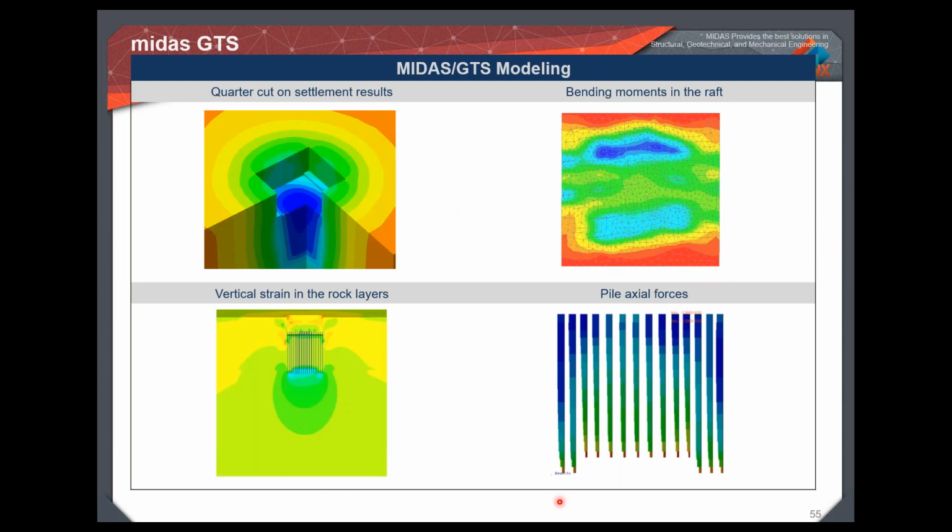So how much concrete and steel has been saved? We can go for this type of analysis in GTS NX by considering both pile and raft foundation, and we can produce the results. These are your pile axial forces, vertical strains, and bending moment diagrams.